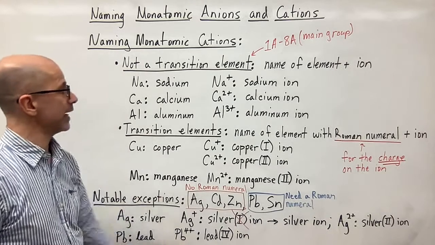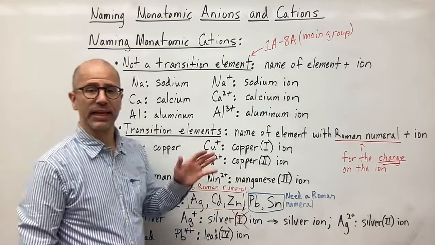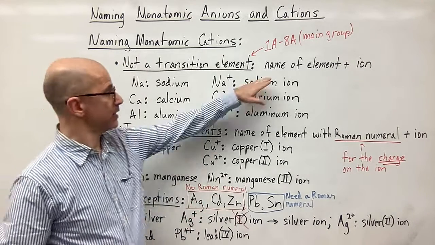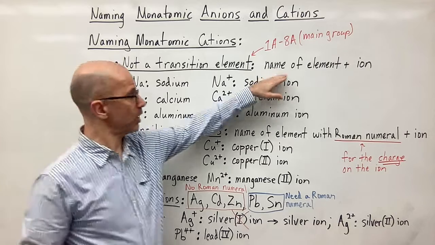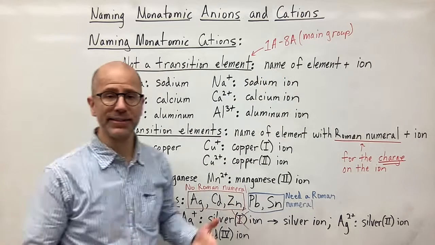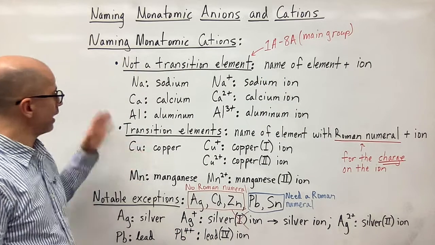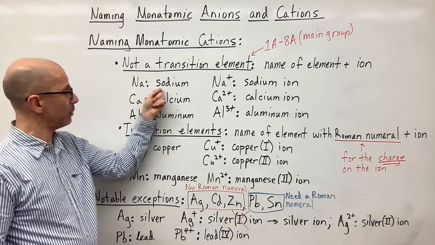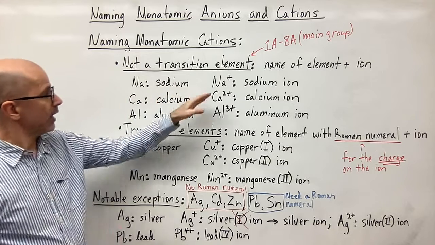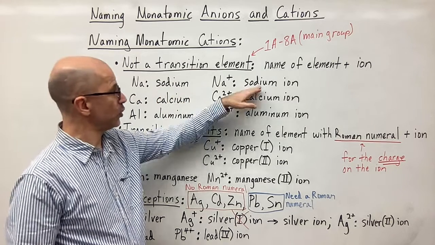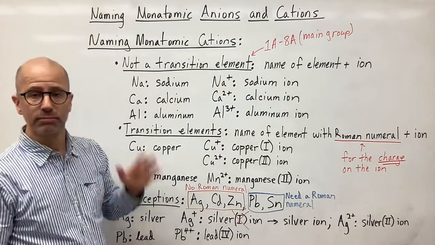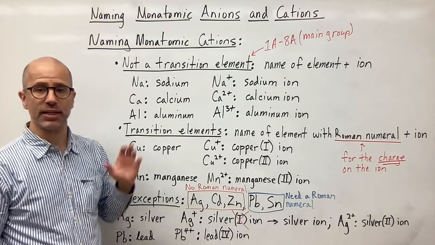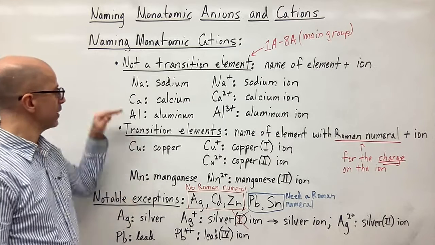So in this case, the way you name the ion is it's going to be just the name of the element plus the word ion. It is that simple. So here I have a few examples. Na is sodium. So the element name is sodium. Na plus is the sodium ion. No changes to the name, just the name of the element plus the word ion.